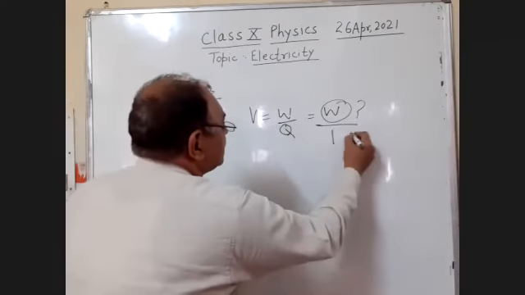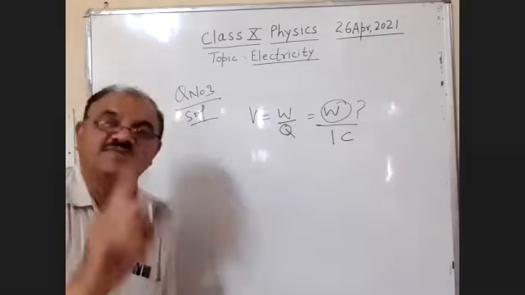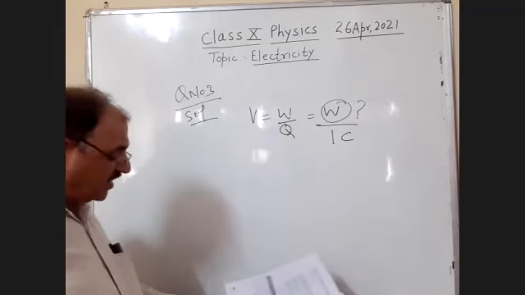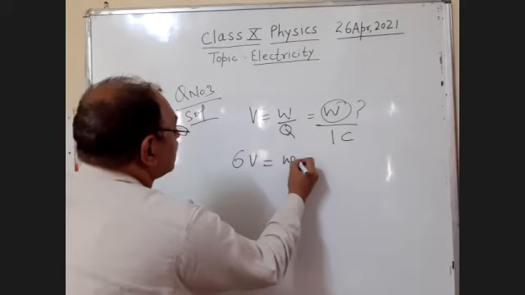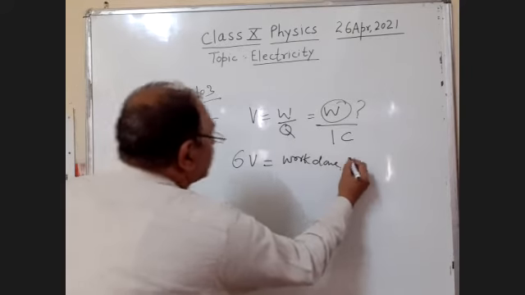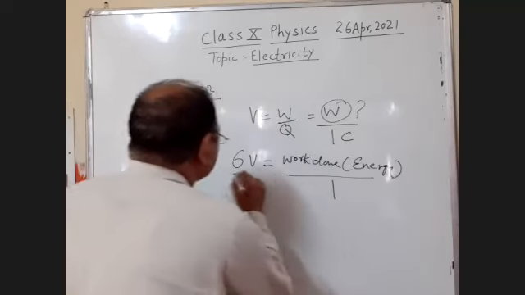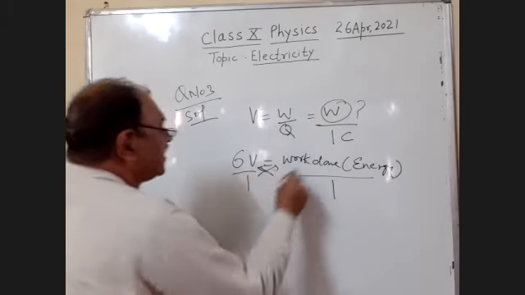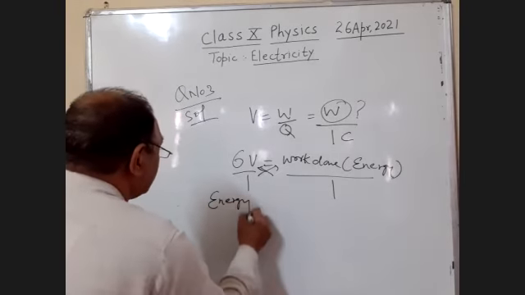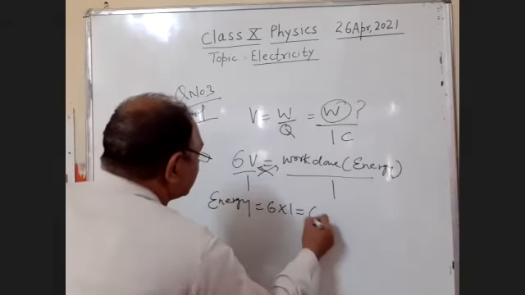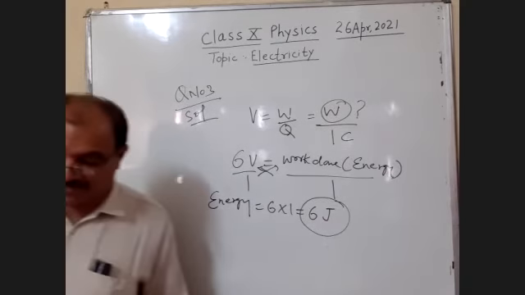It is given as 1 coulomb of charge. Each means 1 coulomb. The potential difference of the battery is given as 6 volt, equal to work done, that is energy, divided by 1. By cross multiplication, the energy will be 6 into 1, which is 6 joule. So 6 joule is the answer to your question number 3, students. Is it clear?